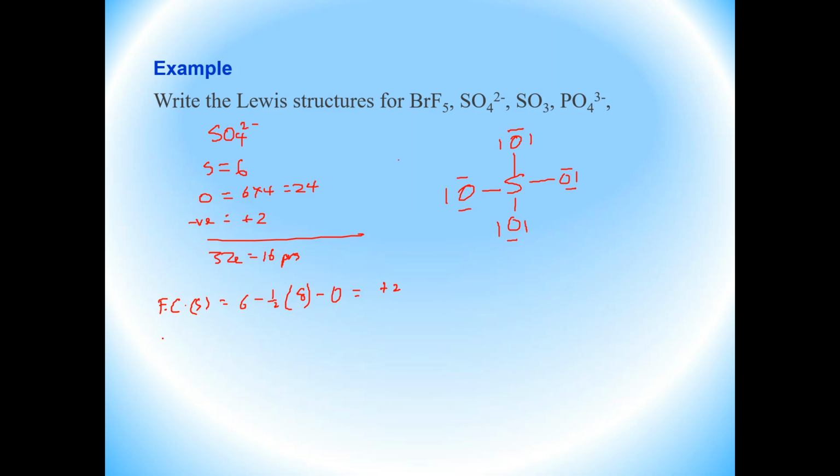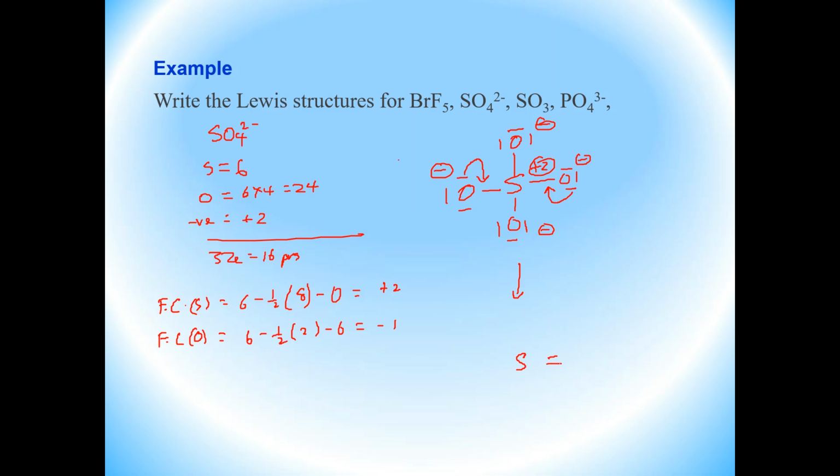Then in the case of the oxygen, the formal charge would be 6 minus half of 2 minus 6, equal to minus 1. So each oxygen is going to carry a minus charge in the structure, and the sulfur carries a plus 2 charge. So basically, in this case, 2 of these negative charges will cancel out the 2 plus charge, and you're going to have the formation of double bonds as shown here.